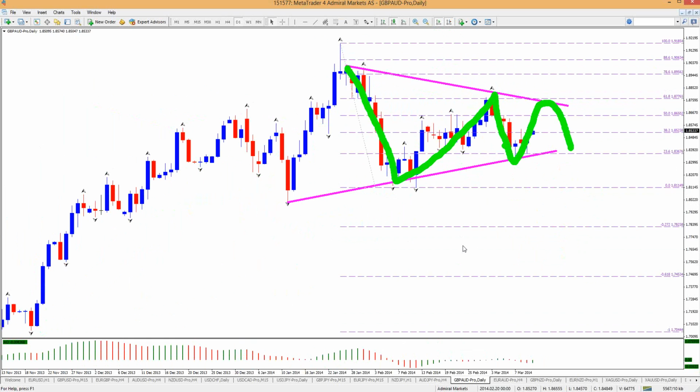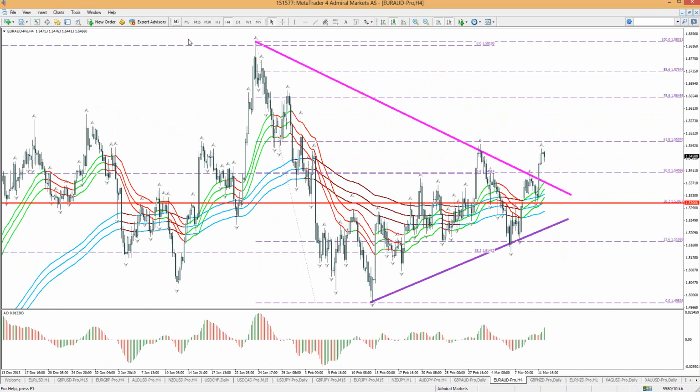That's all I guess I have to say on this pound odd. Let's take a look at the euro odd. I think that's quite similar, in fact, if I remember correctly.